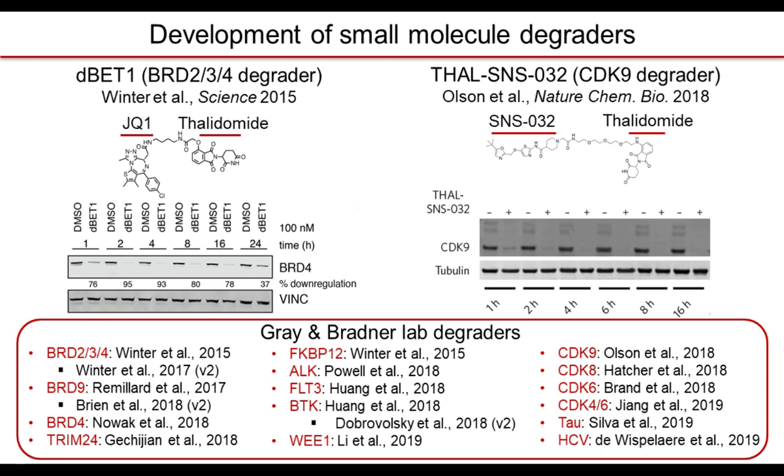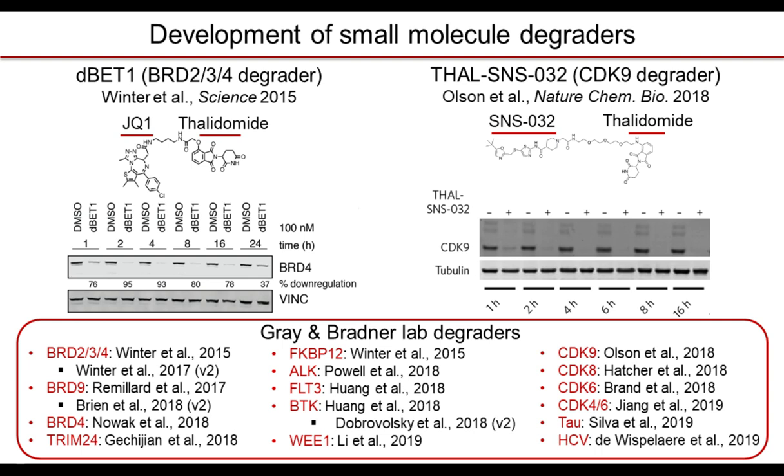Subsequent to this study, the Gray lab has also been generating heterobifunctional small molecule degraders to target various different kinases as well. One example of this came in Calla Olson's study back in 2018, when the lab generated this molecule known as THAL-SNS-032. What chemists in the group did was take SNS-032, conjugated it to thalidomide in a similar fashion as the dBET1 small molecule that Dennis created. As a result, when Calla treated cells, she was able to demonstrate very rapid and selective degradation of CDK9 as shown here. Again, within 1 hour of treatment, you could almost completely deplete CDK9.